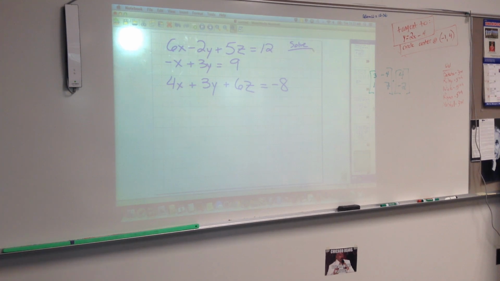I can't remember the last time I've done one of these using substitution or elimination because it really stinks. I would use matrices every time because I'll be able to get this done in probably 5 minutes instead of 35 minutes. Okay?